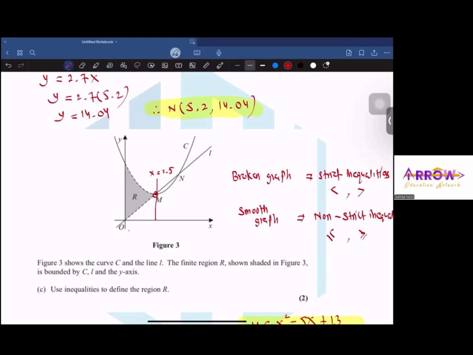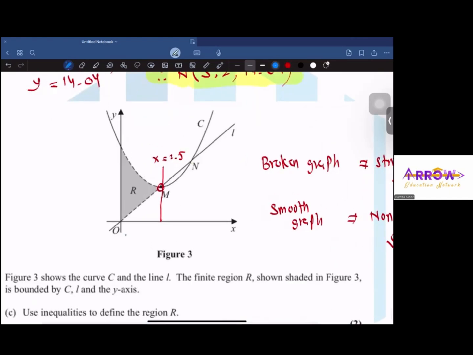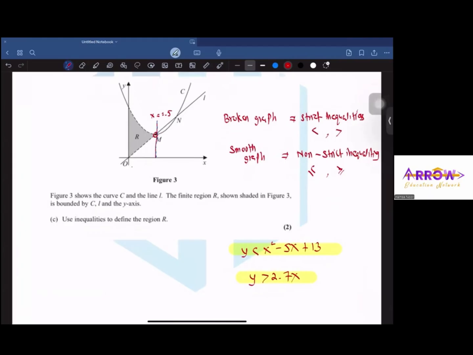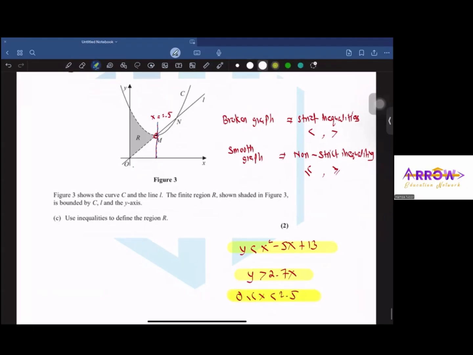Okay, so this essentially means that since the x coordinate of M is 2.5, the third inequality would be defined in this way: x is greater than or equal to 0 but less than 2.5. This is the way to define the third inequality over here.